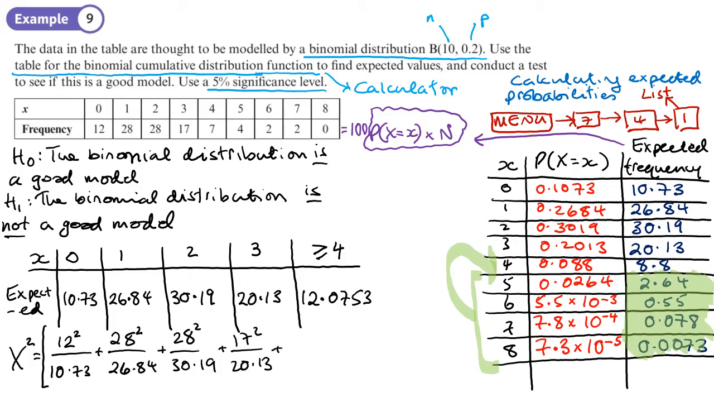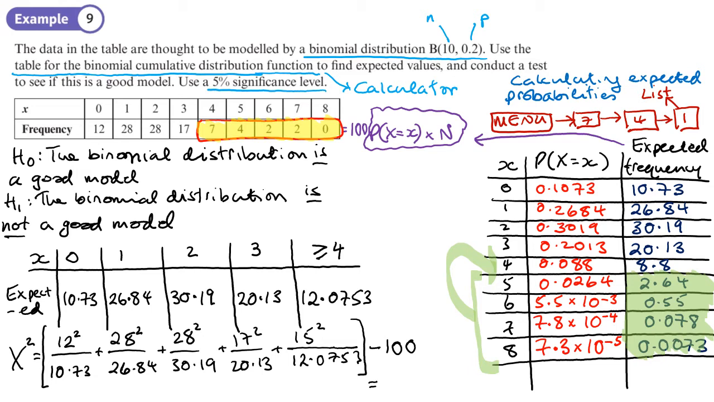Now for the last set of values, I need to combine all of these because I combined those cells, didn't I? Yeah, so my observed squared isn't going to be 7, it's going to be 7 plus 4 plus 2 plus 2, which is 15. So my observed is going to be 15 because I've combined the cells over the expected. Okay, and then we'll work that out, and then we'll subtract the number of observations, which was 100. So let's work that out and see what we get for x squared.